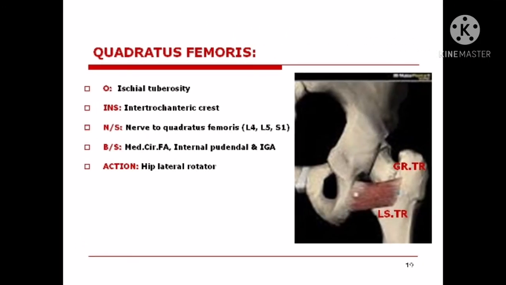The quadratus femoris muscle is quadrangular in shape as is shown in the diagram, and it arises from the ischial tuberosity of the ischium bone and inserts upon the intertrochanteric crest, and its nerve supply is the nerve to quadratus femoris, and its root value is L4, L5 and S1. The blood supply it receives from medial circumflex femoral artery and internal pudendal artery and the inferior gluteal artery. Its action is hip lateral rotation.